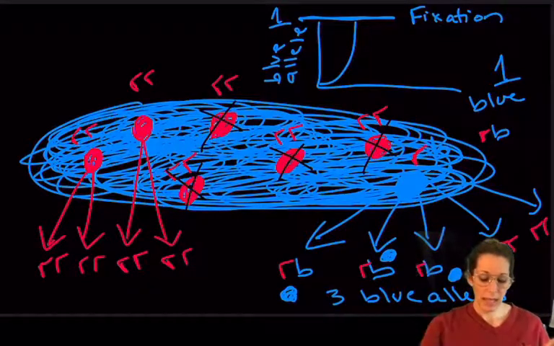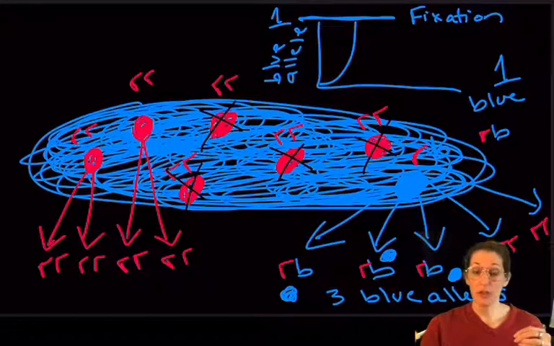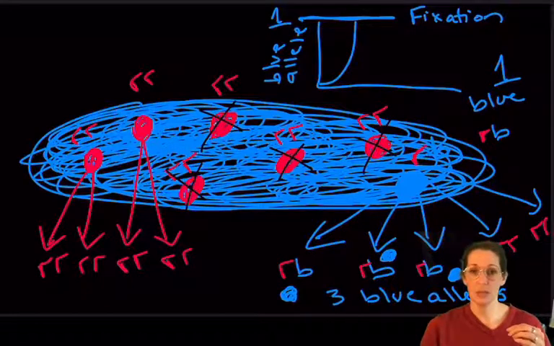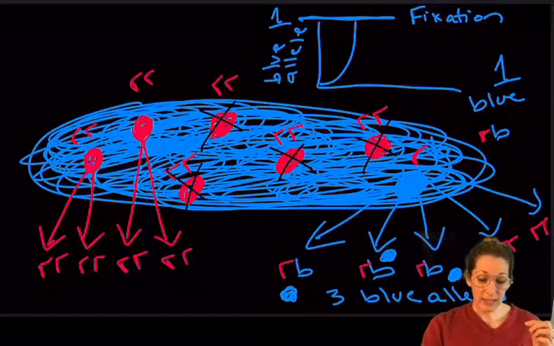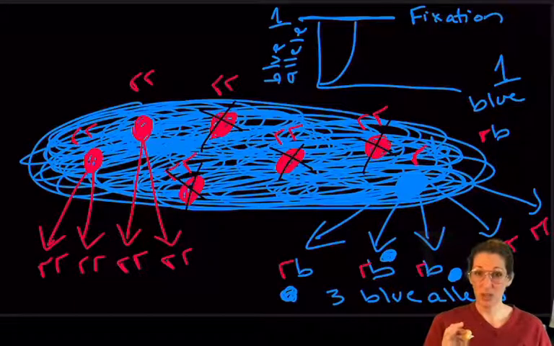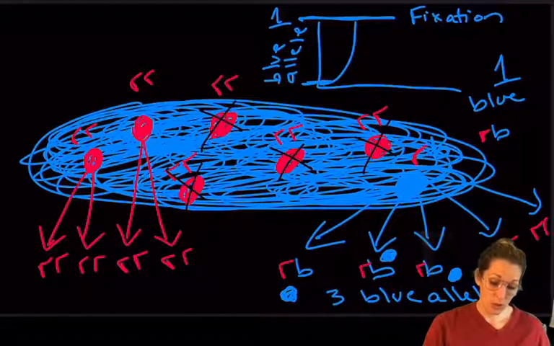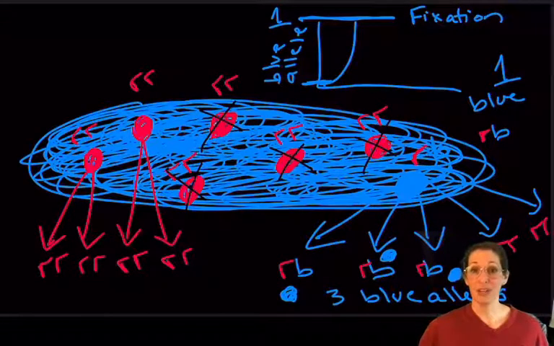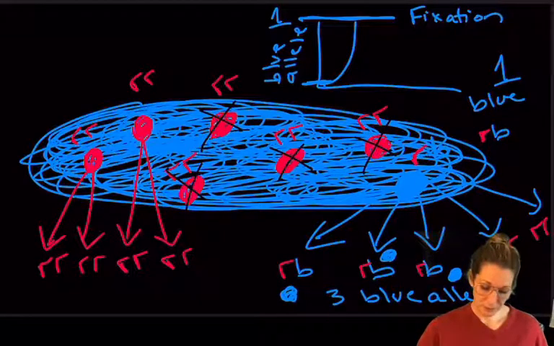Okay? But also another thing that you saw in your simulation was that if we include the influence of drift and we start with a really, really low initial frequency, we can lose that allele no matter how beneficial it is. So if we imagine that this blue individual here, there came along, whoops, that's not what I wanted to do.